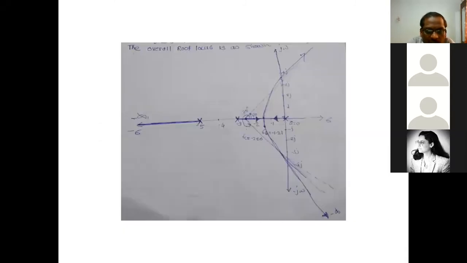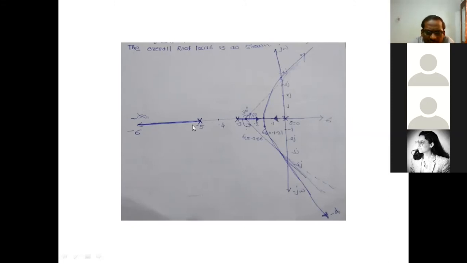So finally we can draw the complete root locus like this. The horizontal axis is the sigma axis, that is the real axis. The vertical axis is nothing but the j omega axis, that is the imaginary axis. Three poles are located, one at 0, one at minus 3, one at minus 5. Then as per the real axis loci, the real axis between 0 and minus 3 is a root locus. Then the segment between minus 5 and minus 6 is again a root locus.